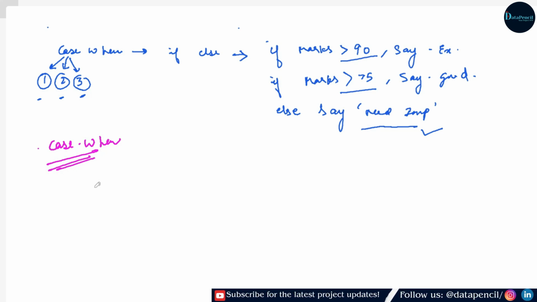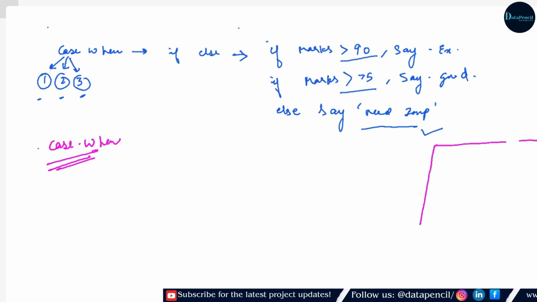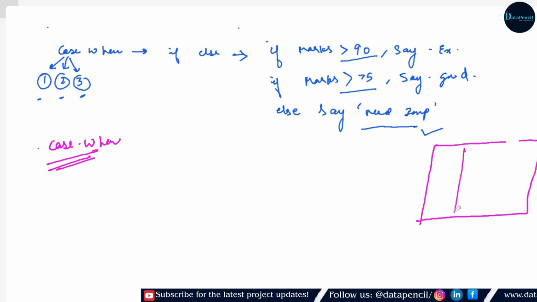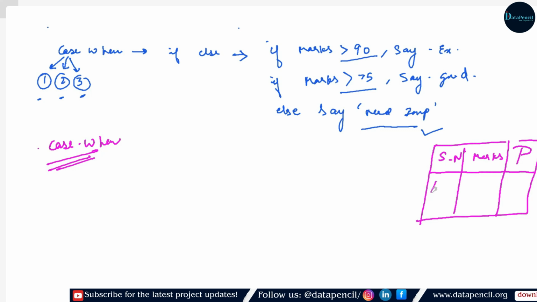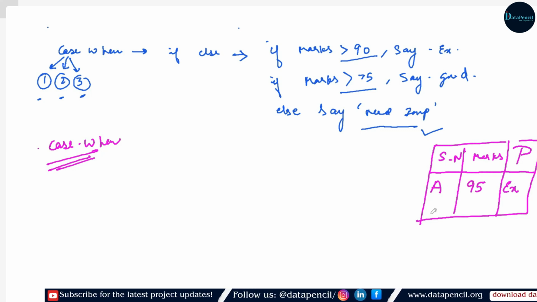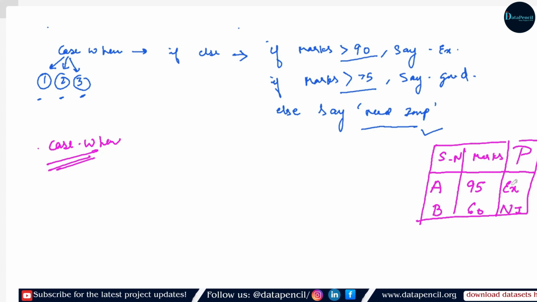Here, firstly, let's have a look at the result window, what result we want. We want the student name, the marks column, as well as the performance of the student. If the student name is A and marks are 95, then you have to say excellent. If the student name is B and marks are 60, then you have to say need improvement. This is the result that we want. Now what is the style of case when? How can we write it in SQL?